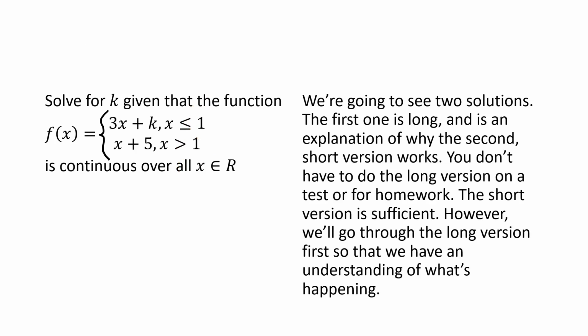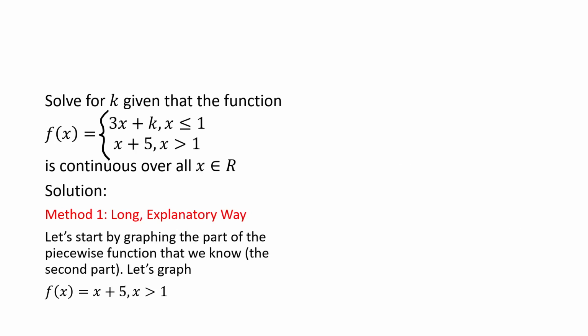Now, we're going to see two solutions here. One of them is long and explains why the shorter version works. I just explained why the shorter version will work. The shorter version is just to let 3x plus k equal x plus 5 at x equals 1. And if you understand that, you don't have to watch what we're about to do. But let's just watch this long explanatory way.